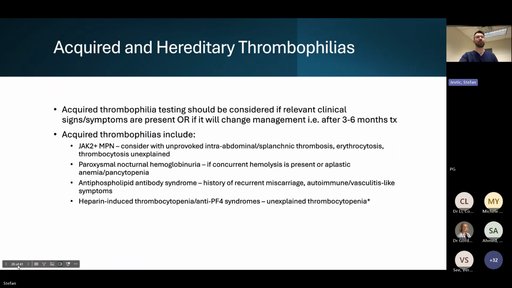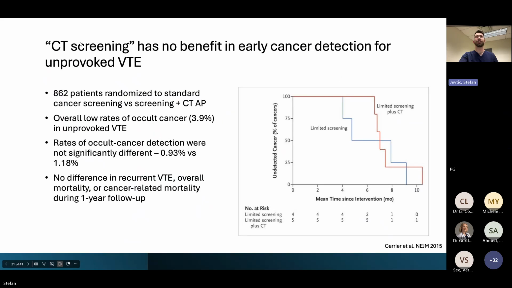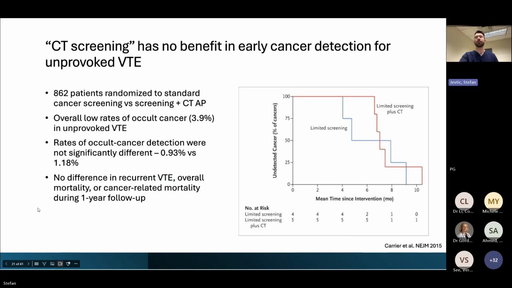If I could just ask quickly, are people convinced by the SUM study, by the lack of benefit of CT scans, or are people going to continue using CT scans for unprovoked VTE screening? Maybe if someone could say yay or nay, I'd be interested to hear.